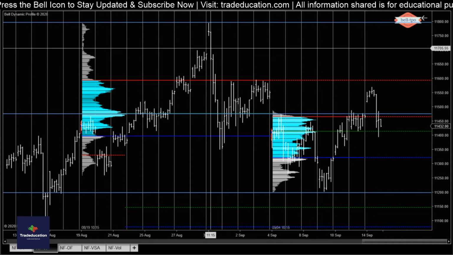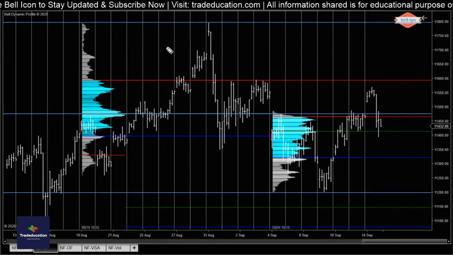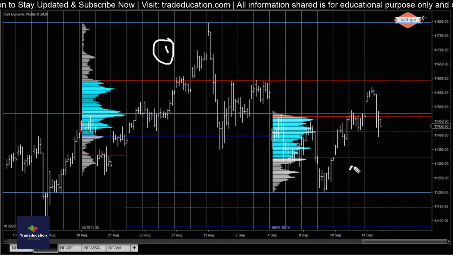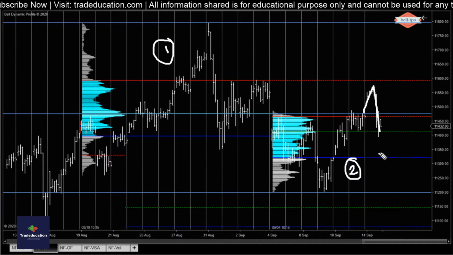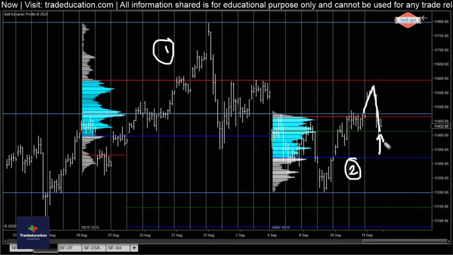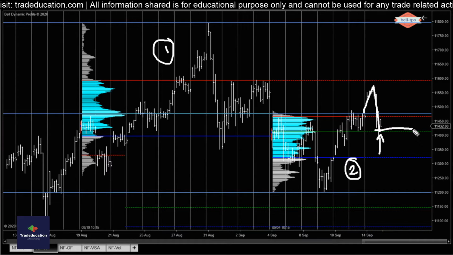So this is one of the balances. This is the first balance, and this is the second balance. Here we see a look above the balance and fail. Okay, and see where exactly the auction is halted. It is halted around the VPOC level.